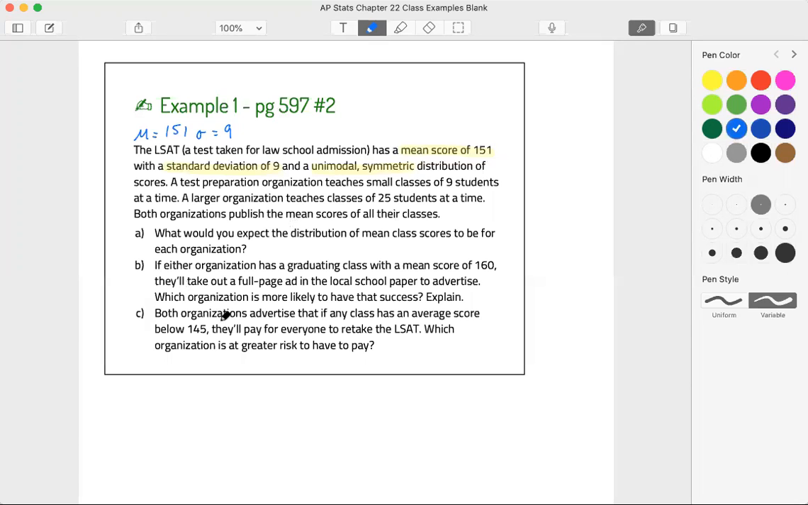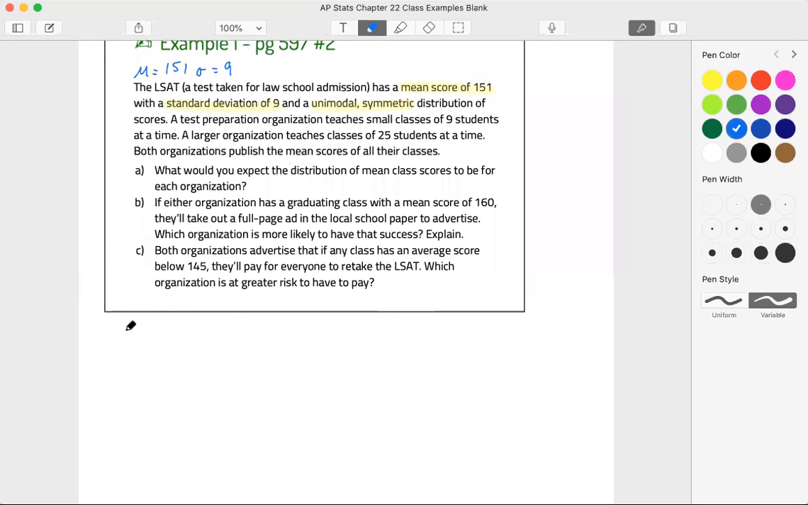Knowing that piece of information, for part A, it asks, what would I expect the distribution for both of those organizations to be? Well, when we describe a distribution, remember we need to first talk about the shape. The shape for both of those distributions is going to be exactly the same as the population because it's unimodal and symmetric.